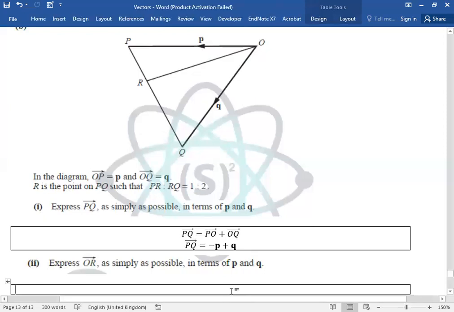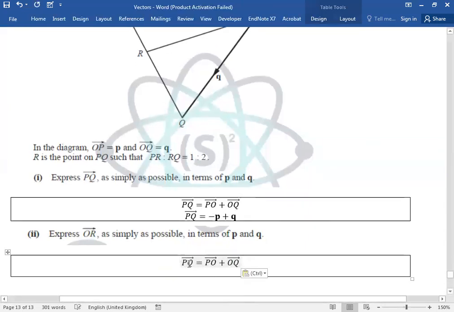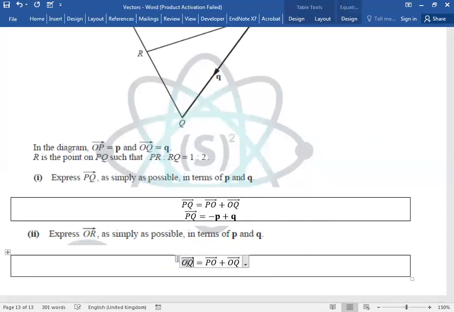OQ plus QR, that is one way. Yes. Any other way? Bilkul, that is one way. OP plus PR is also a way. So let's try with this one. OR is OP plus PR. Is that right? OP तो मुझे पता है P है. What about PR? I do not know PR. Do I? What can I say?